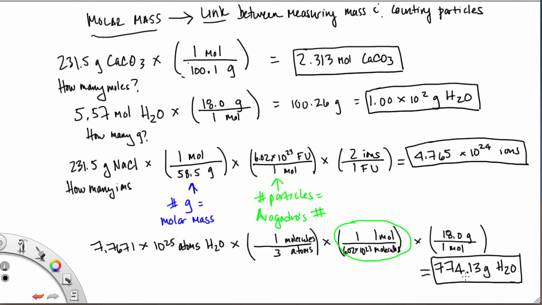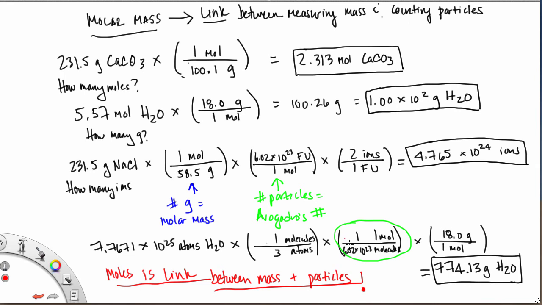Okay, moles is the link. Moles is the link between mass and particles. Just like I wrote at the top of the page, I'm rewriting it. So we have to convert to moles. That's kind of the central thing here in every problem. I've circled it in green here. Converted to moles here. Here we've converted to moles. Okay, that is the central link between measuring mass or finding mass and finding the number of particles.